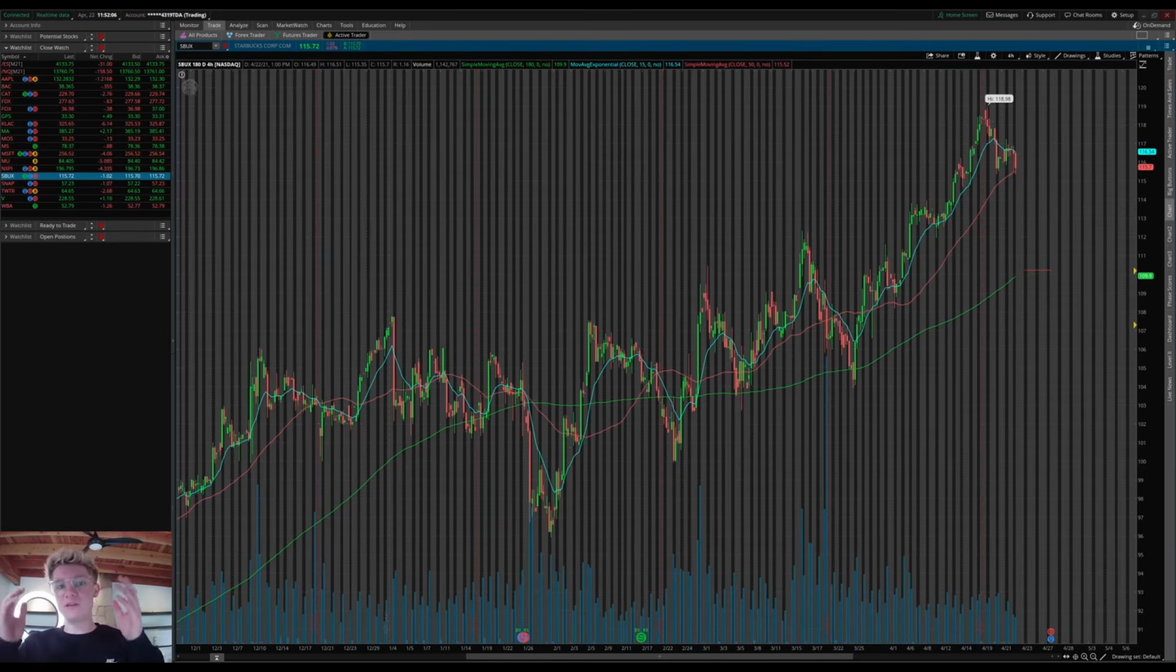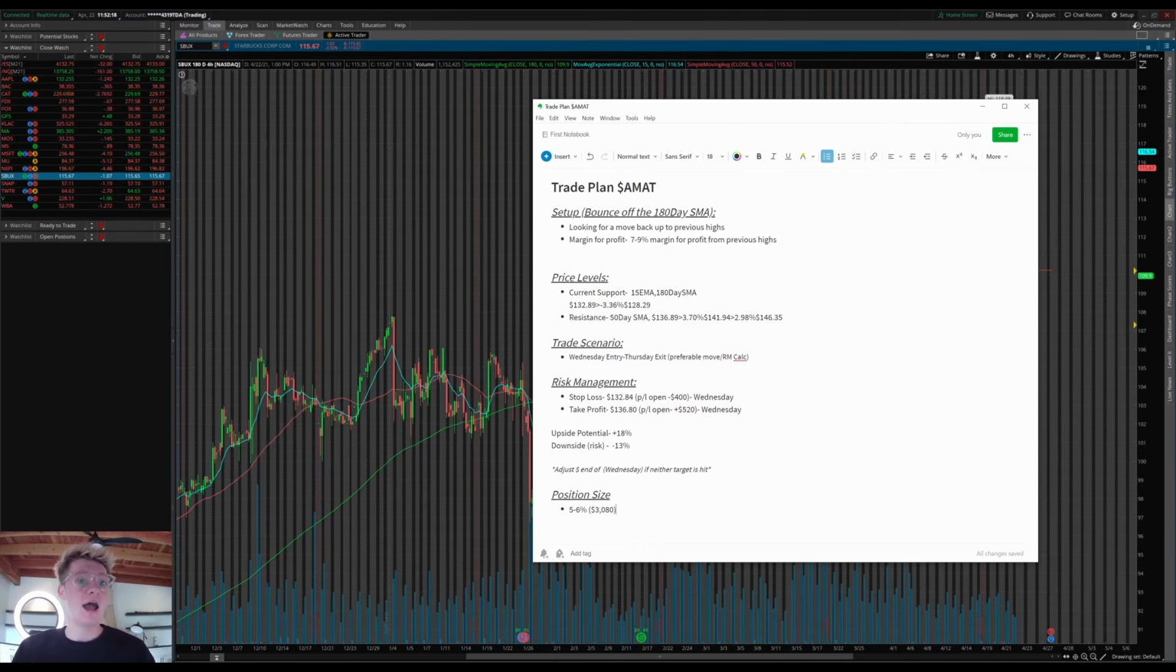I know I'm probably confusing you, so let me pull up my trading plan and show you what I mean. So this is my trade plan. I never even entered this trade, okay? But I went through the motions of creating this trade plan, doing my calculations. So this trade was going to be on ticker symbol AMAT.